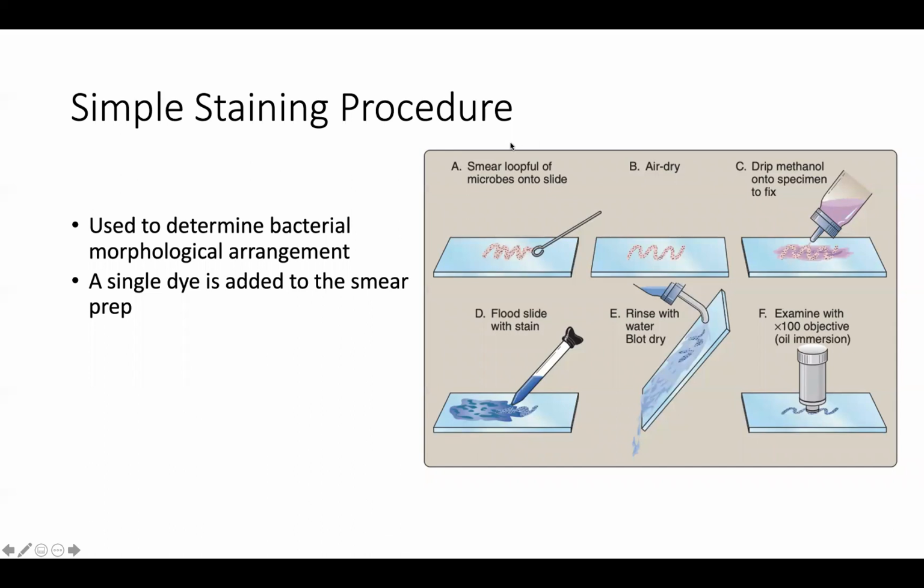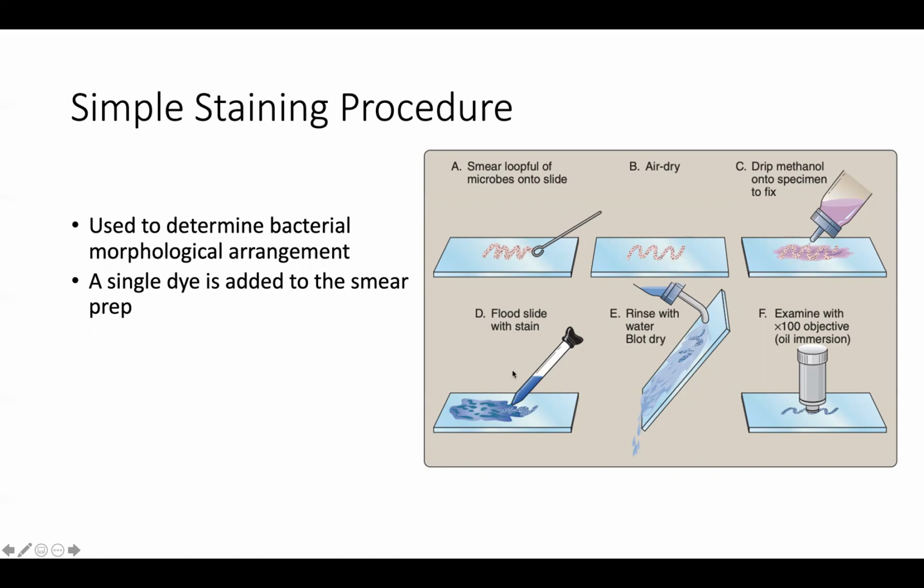So a simple staining procedure starts with us creating a smear prep, right? So we're going to smear a loop full of the microorganism onto our microscope slide. And this tool right here is an inoculating loop. Write that down, right? So we use an inoculating loop to extract some bacteria from our plate, and we smear it onto this slide, right? We're going to allow it to air dry. In this illustration, they're using a methanol fixation, but we typically just use heat fixation in our lab.